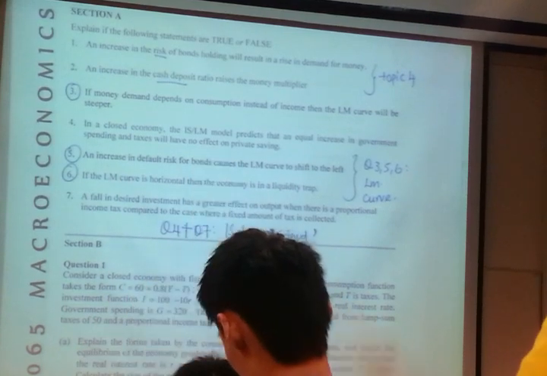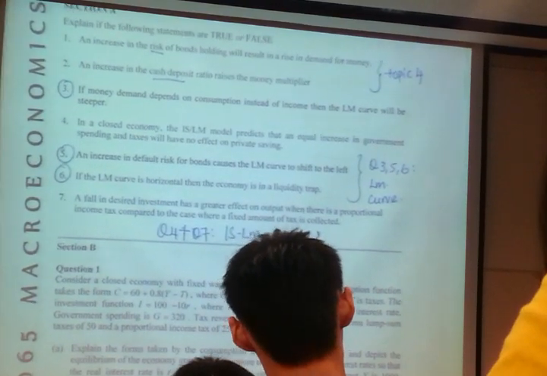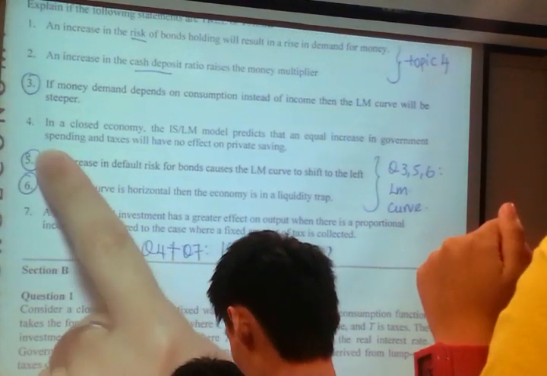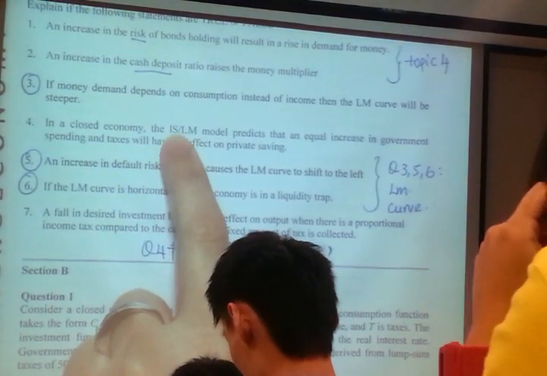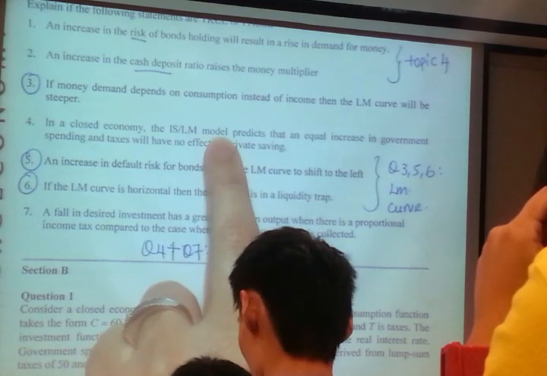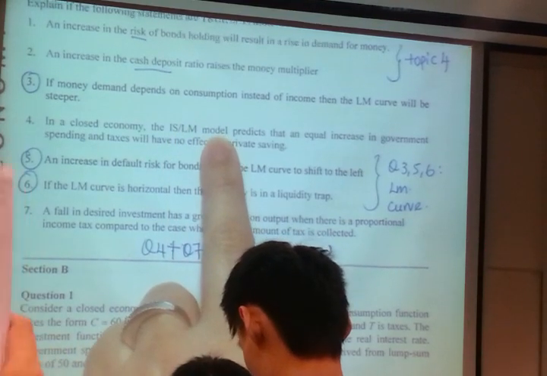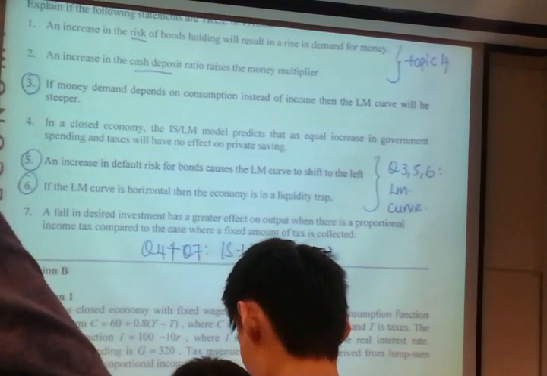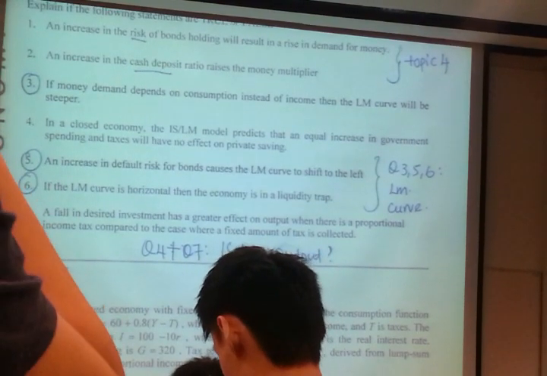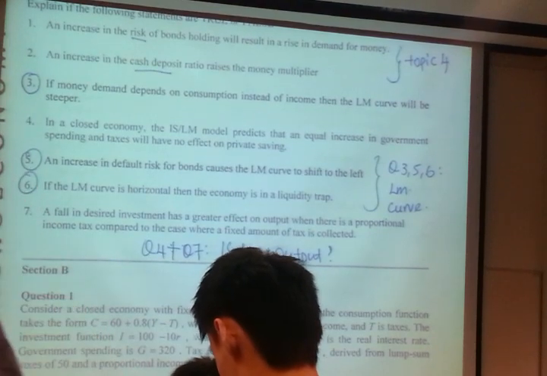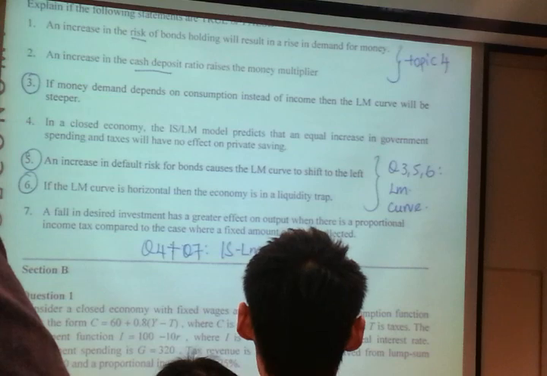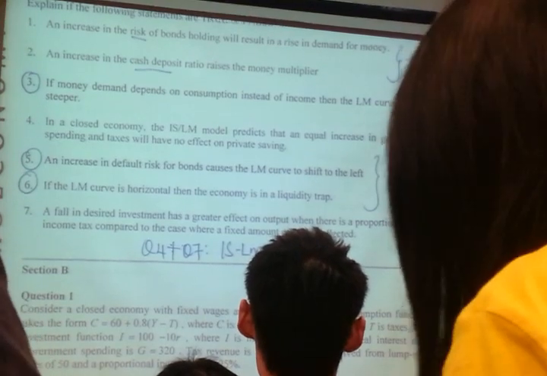Again, it looks very simple, but it is one of the examiner's pet questions, right, because students make a lot of mistakes. Look at question 4. They may really mention the ISLM model. So this one you can't run away. You definitely use the ISLM model. It predicts that an equal increase in G and taxes will have no effect on private savings. Right, so we read the question.